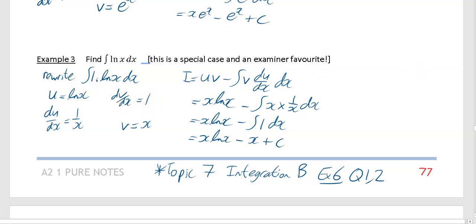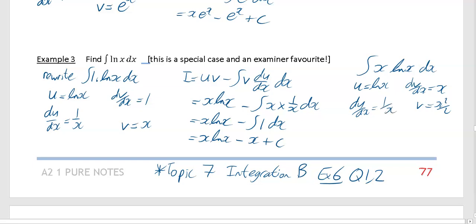Okay, so this is not in your notes, but say the question had been x ln x, your u would again be equal to ln x, your dv by dx would be equal to x, meaning your v would be equal to x squared over 2, and your du by dx would be equal to 1 over x. And you can see then the hard bit, the integral part, would be v du by dx, so it's going to be x squared over 2 times 1 over x, so it just becomes x over 2, which you can integrate, which is the whole point of this.